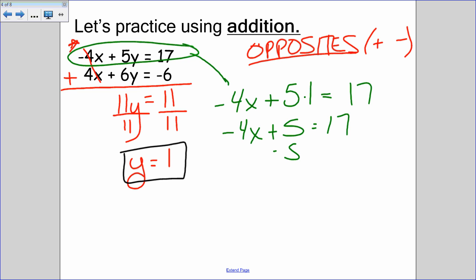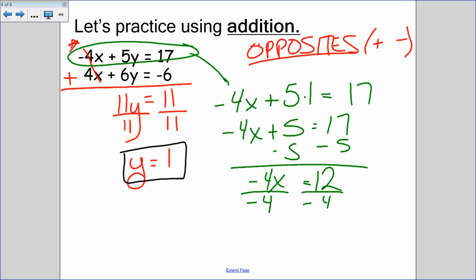Remember, we do the opposite to get something to the other side of our equation. So we get negative 4x equals 17 minus 5, which is 12. And our x is going to equal 3. Okay, we got the answer 3, comma 1. Should we plug it back in to check?